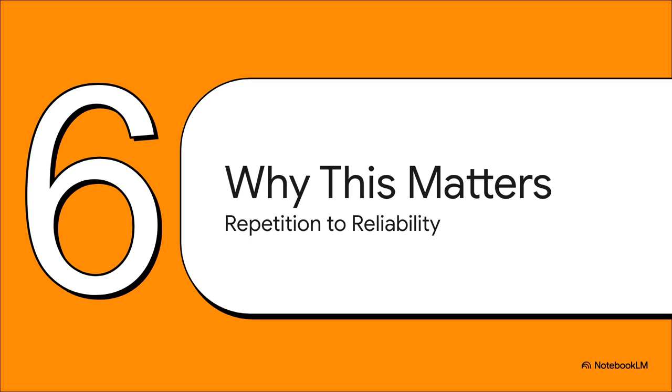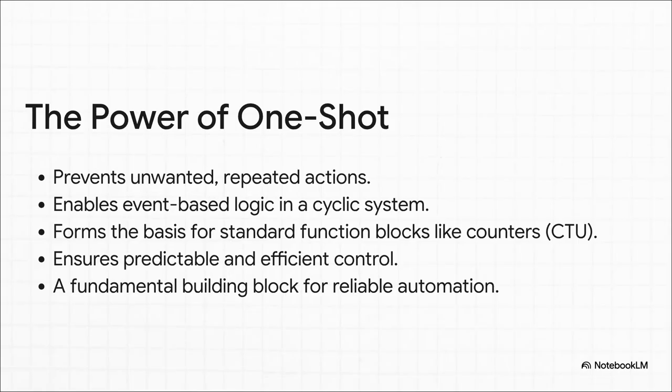Okay, so we've seen the problem, and we've met the solution. But let's just zoom out for a second. Why does getting this concept, mastering edge detection, matter so much for anybody working with PLCs? Well, it's because this is how we move from just simple, reactive logic to precise, intentional control. It's how you build things like toggles, counters, and all sorts of other stateful logic. By turning a continuous state into a single, momentary event, we make sure our machines behave predictably, safely, and efficiently. They do exactly what we want, when we want them to. It's truly a fundamental building block for almost every advanced function you can think of.